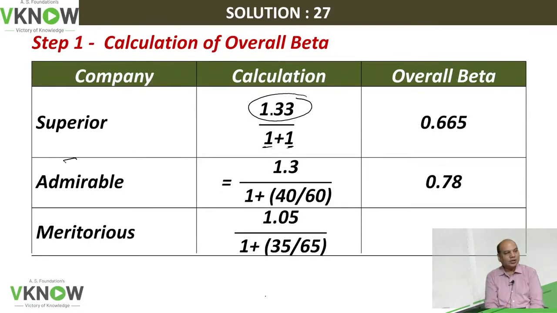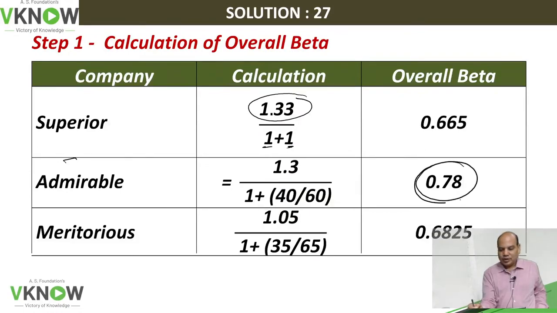Okay. Answer, please. What is Meritorious overall beta? 0.6825, please check. 0.6825, very good, Anoop. Answer is not over, there is a small adjustment pending.